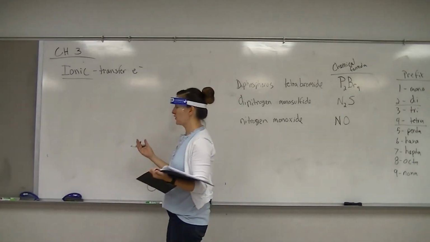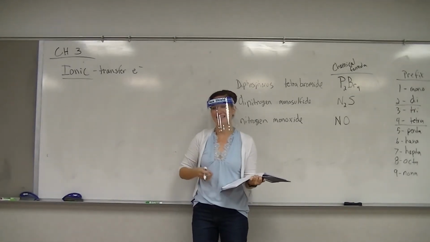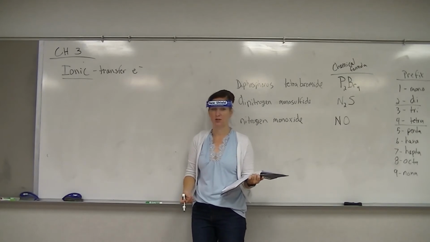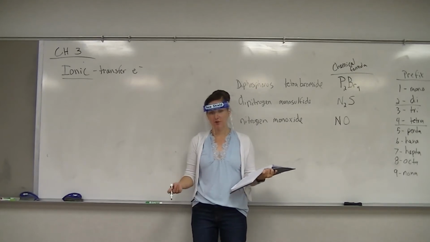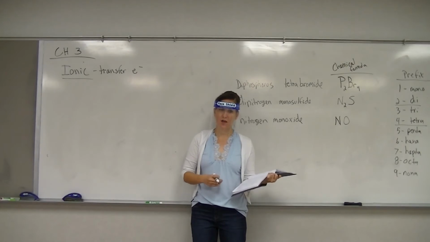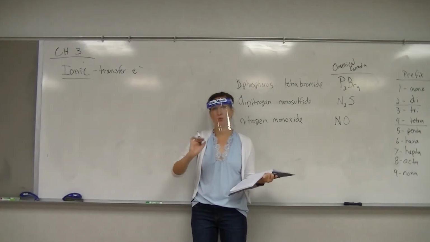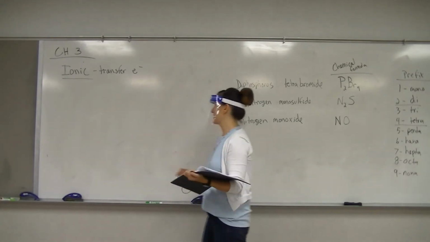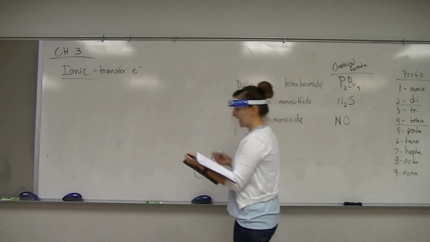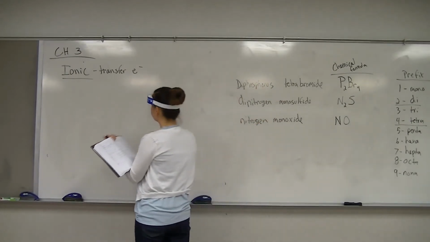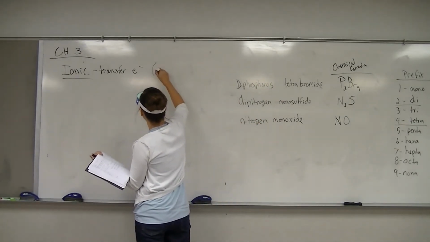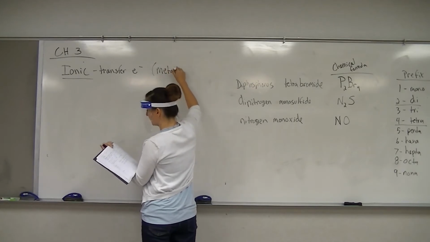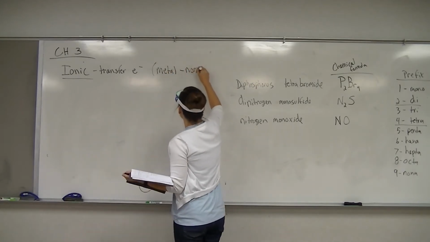So when we transfer electrons, what I'm talking about is gaining and losing those valence electrons. So if you gain an electron, you become a negative ion, or an anion. If you lose an electron, so you lose a negative electron, you become a positive ion, or a cation. So we're looking at cations and anions together. Now, ionic compounds, we're going to start by looking at metal-nonmetal pairs.